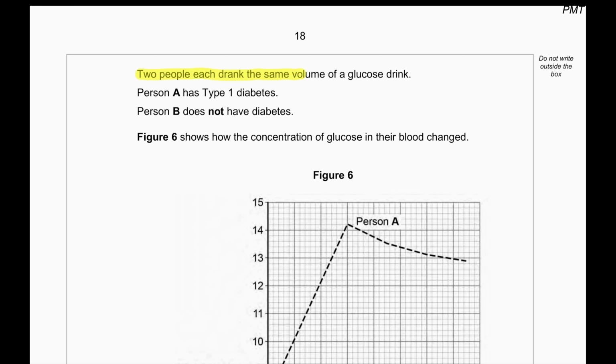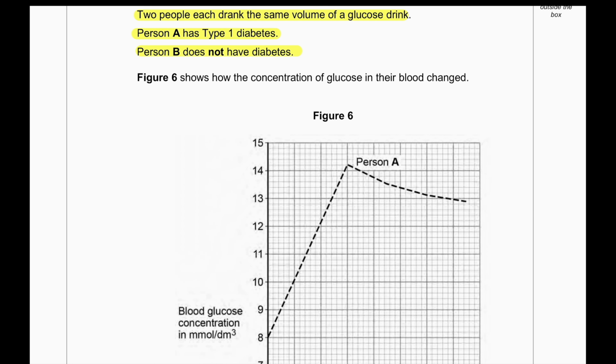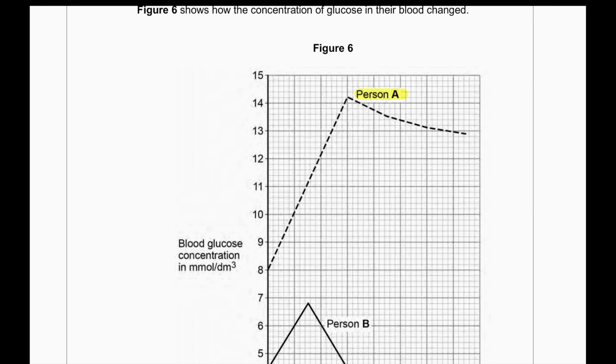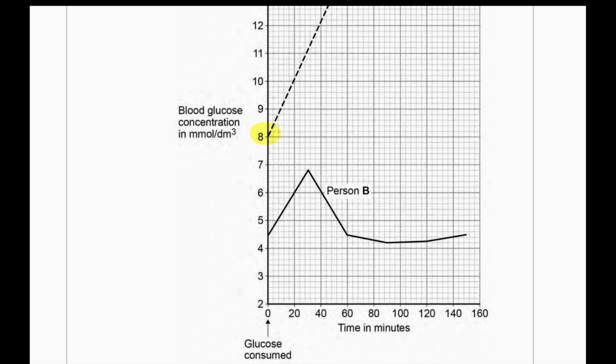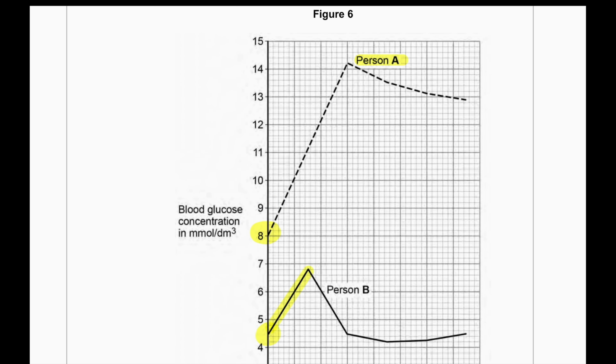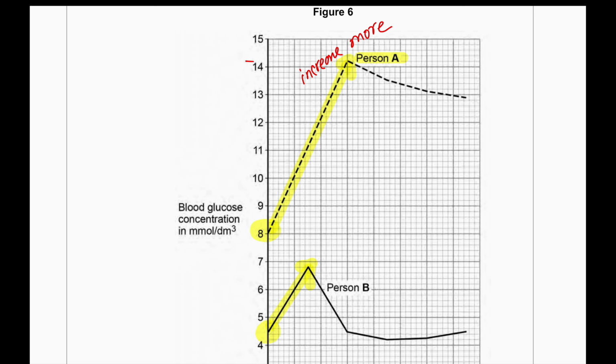2 people each drank the same volume of glucose drink. Person A has type 1 diabetes. Person B does not have diabetes. So let's look at person A. We can see person A's resting blood glucose concentration is very high when the person did not consume any glucose, whereas for person B, the blood glucose concentration is quite low. Once the person consumes the glucose, in both cases, person A and person B, their blood glucose concentration increases. Now, in person A, blood glucose concentration increases more. So it goes up to 14.2, whereas in person B, it only goes up to 6.8.